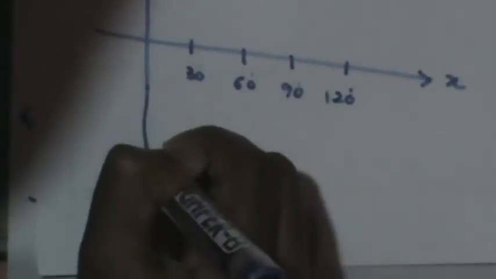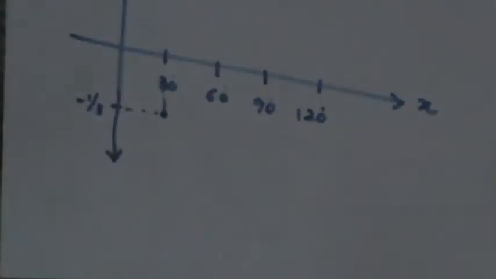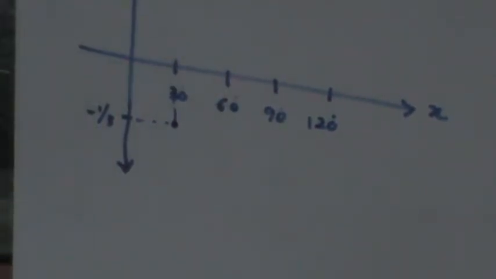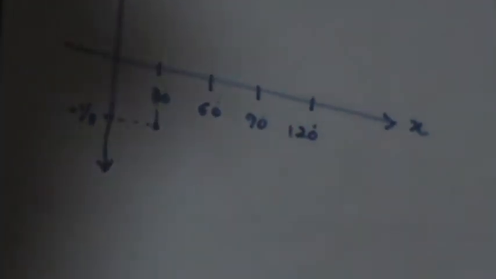So minus 1/3 is somewhere here, in the minus direction of the y-axis. Minus 1/3 at x equals 30. And when x is equal to 60, it is minus 1 upon 2 root 3. So minus 1 upon 2 root 3 is somewhere here. We can say actually this is root 3 by 6.